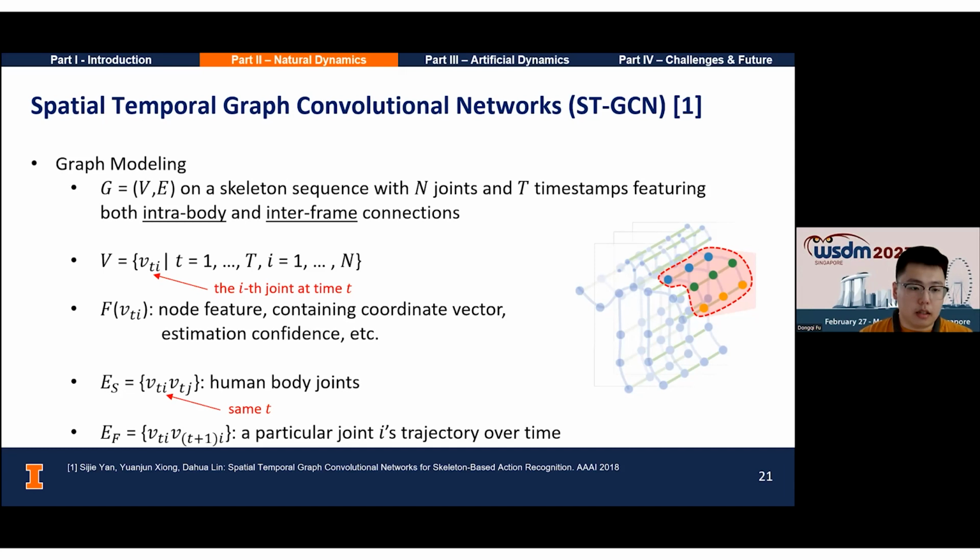And we also have the inter-frame connections, which are denoted as E_F. E_F is another edge set. The edge there represents the trajectory of the same node over time. For example, you can see v_ti and v_(t+1)i, which means a particular joint, or a particular node i. A joint means a joint of a human, for example, the elbow. So it is the trajectory of that particular joint over time.